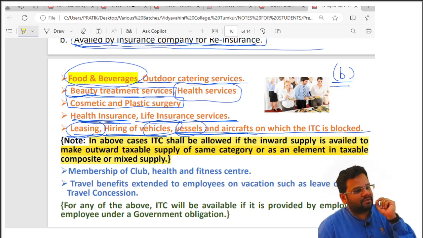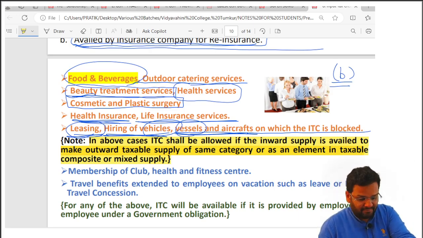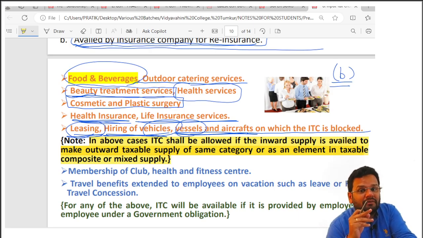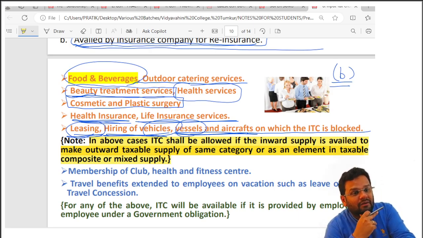In the above cases, ITC shall be allowed if inward supply is availed to make outward taxable supply of, read loudly, the same category or as an element of taxable composite or mixed supply.